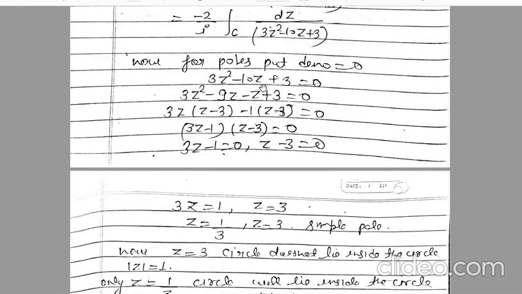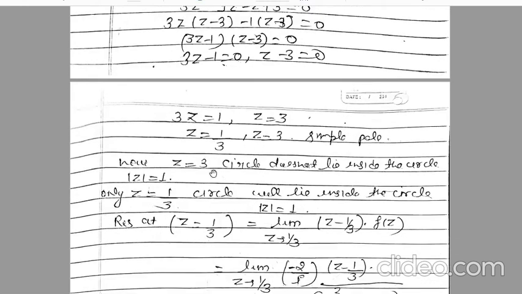So 3z square minus 10z plus 3 is equal to 0. Then 3 times 3 is 9, 9 plus 1 is 10, so 9 and 1 will be the factors of this quadratic equation. So 3z(z minus 3) minus 1(z minus 3), you can write it. 3z minus 1 is a factor, z minus 3 is a factor. Then you will get z is equal to 3 and z is equal to 1 upon 3. Right? So these both are simple poles, or poles of order 1.